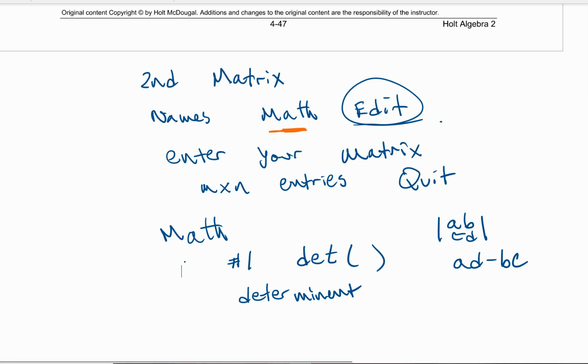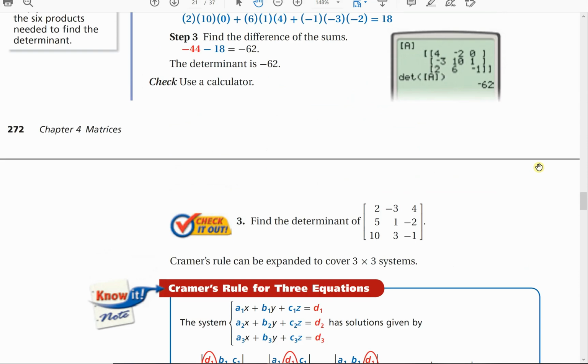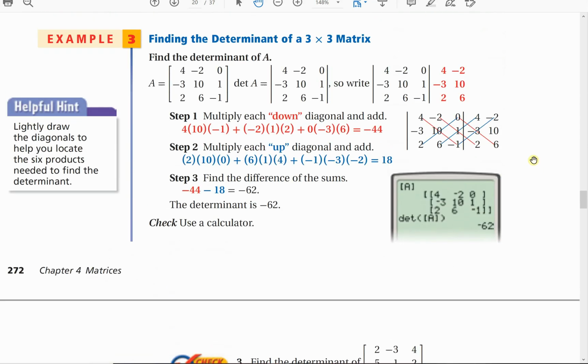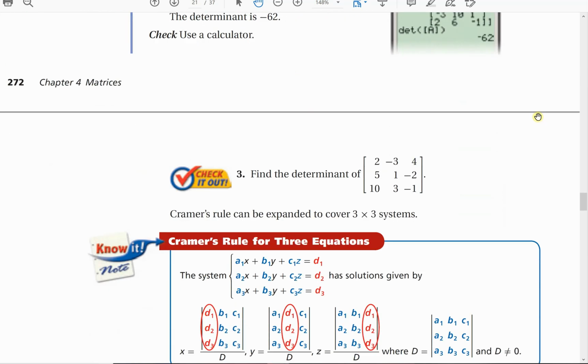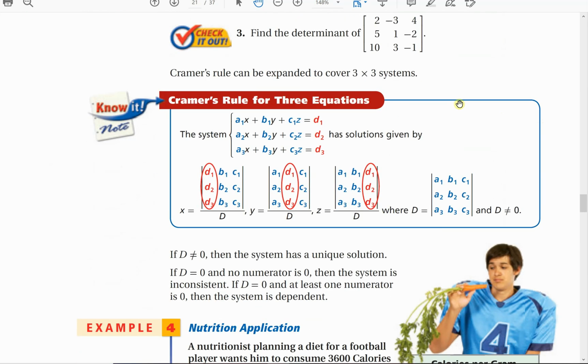So they say use your calculator to check. I encourage you to do that, but you know what? I can't stop you from using it to do it the first time. So that's it. Now, here's the thing.